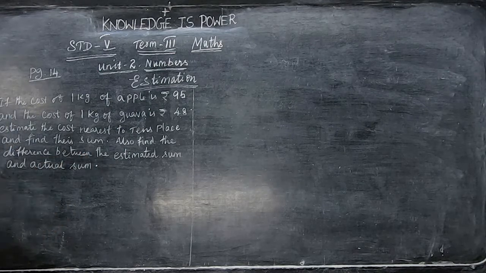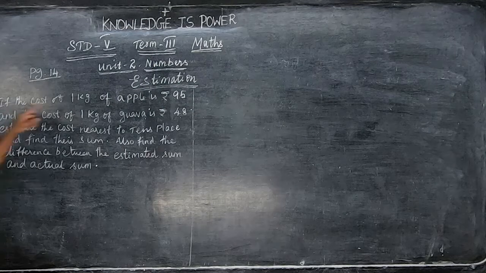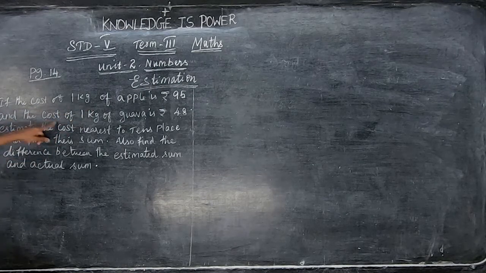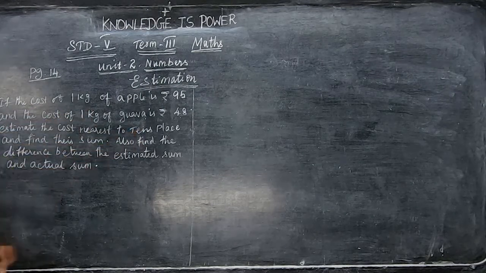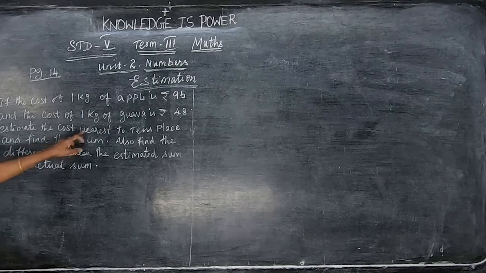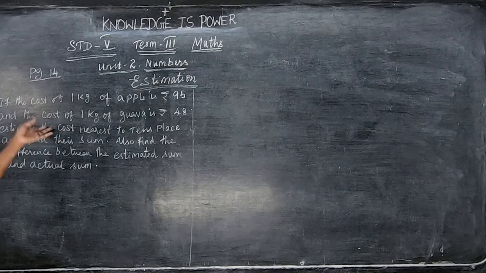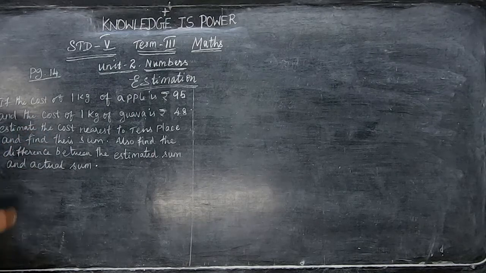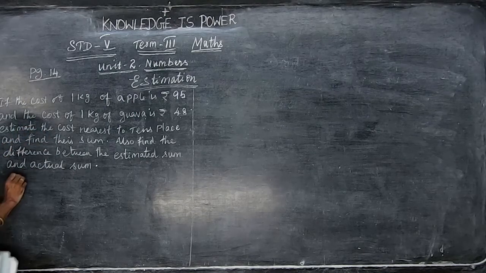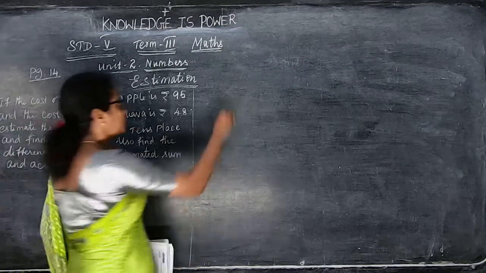Okay, so if the cost of 1 kg of apple is rupees 95 and the cost of 1 kg of rice is rupees 38, estimate the cost to the nearest 10 and find the sum. So first we have to find the sum. You can write the solution. How to write the solution? I'll put the solution here.